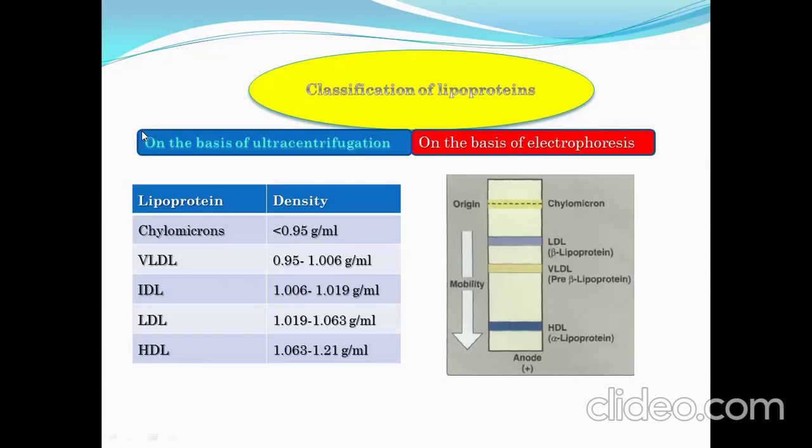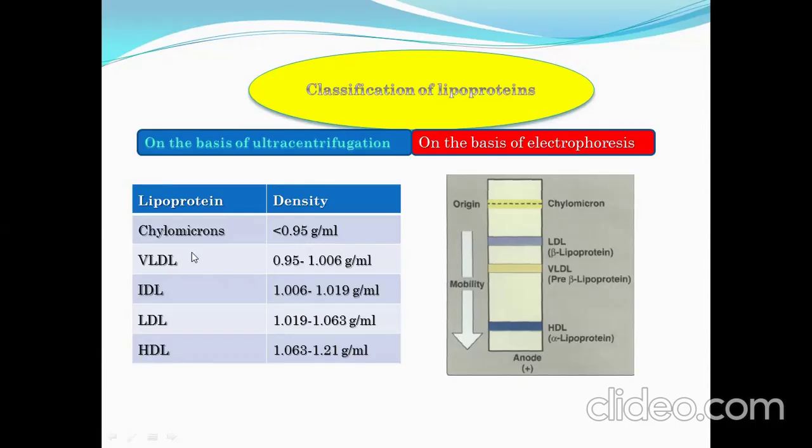So first, you can see here the chylomicron, based on density and size. Chylomicron, VLDL, very low density lipoprotein, IDL, intermediate density lipoprotein, LDL, low density lipoprotein, and HDL, high density lipoprotein. The density of chylomicron is less than 0.95 gram per ml. You must know the range of these densities. You'll get MCQs from this.